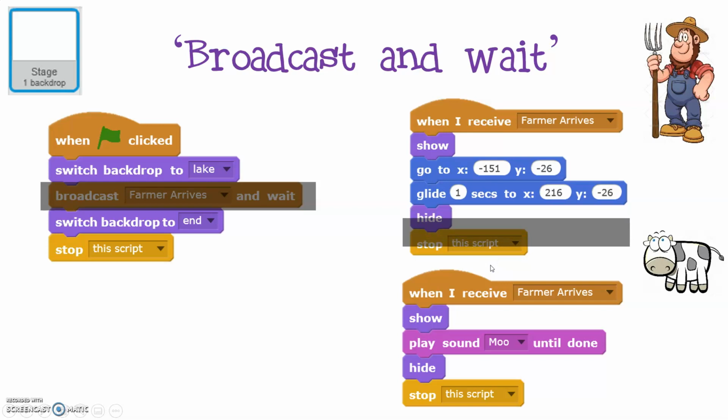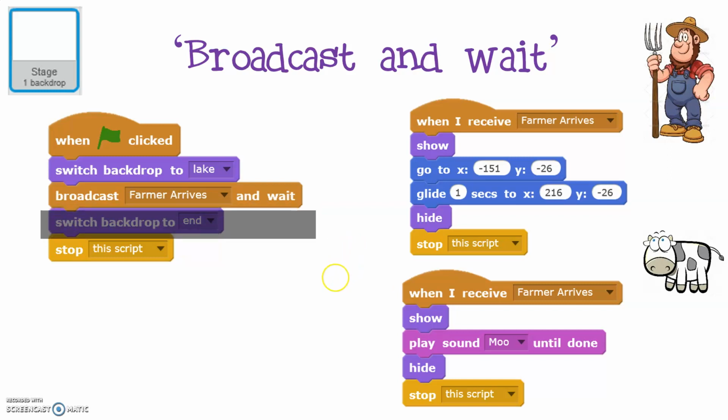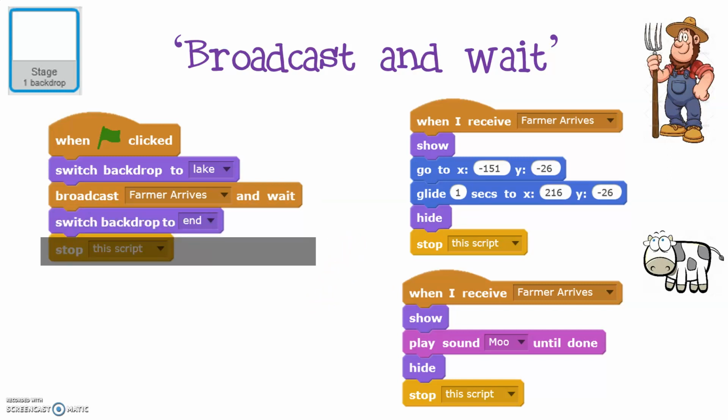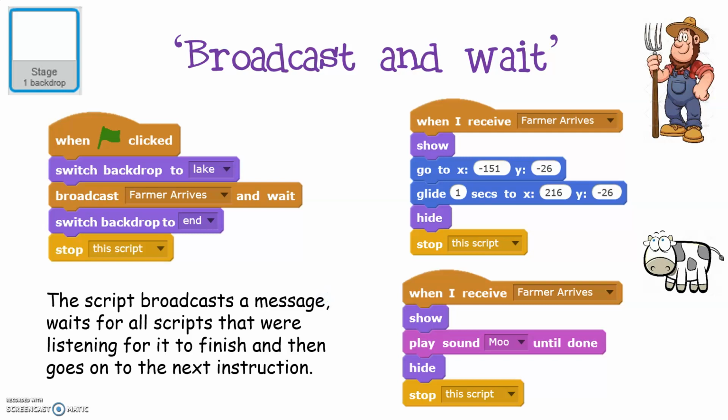Joe's code then finishes up, and only at that point does it return back over to the broadcast farmer arrives, which is now finished waiting because everything's done. It switches to its backdrop end, and then we stop the script. And what happens is that broadcast has not continued on until all of the other animations connected to that broadcast have completed. So it doesn't move on to the next instruction.